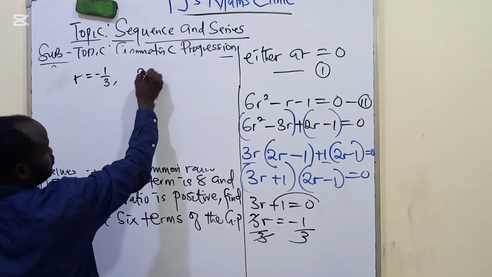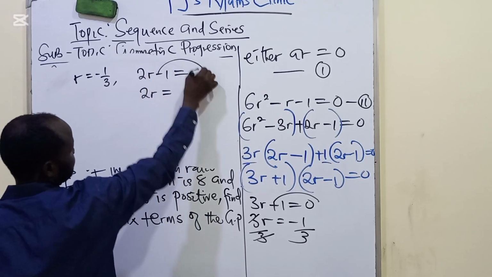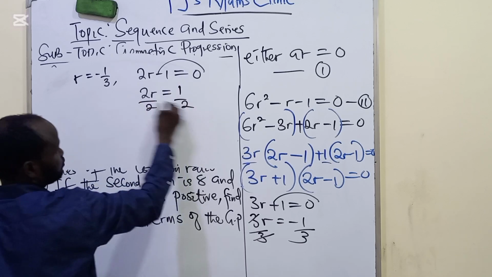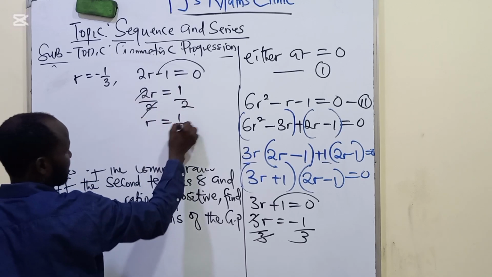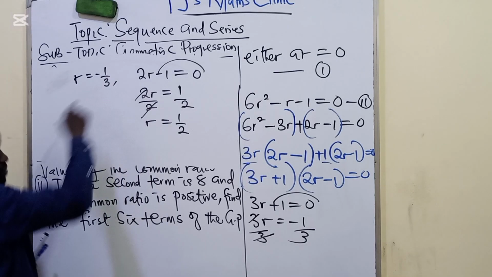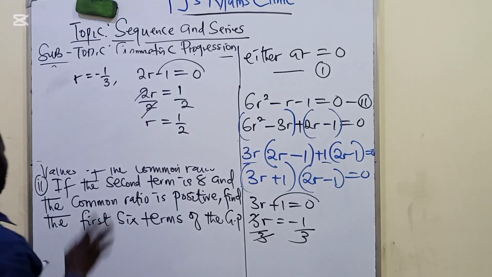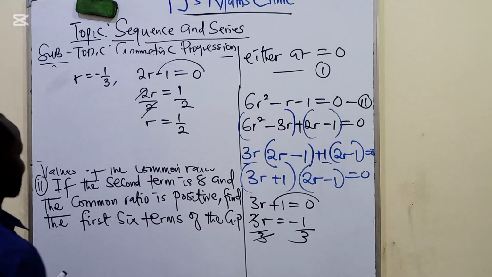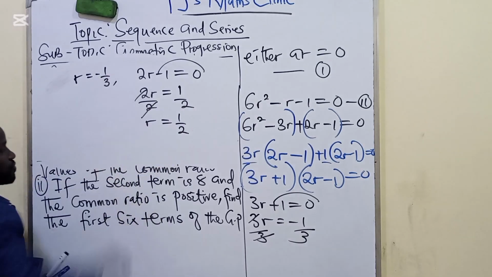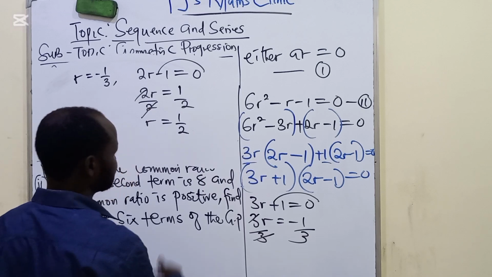Or we have 2R - 1 = 0. This will be 2R = 1, we bring this minus 1 to the other side, it will be plus 1. We divide both sides by 2. R now is half. So these are the two possible values of R. R is -1/3, or R is 1/2. So we are through with Roman numeral 1, because we are asked to find the possible values of the common ratio. The possible values are -1/3 or 1/2.